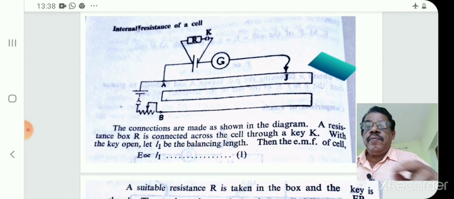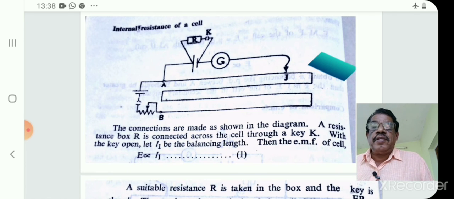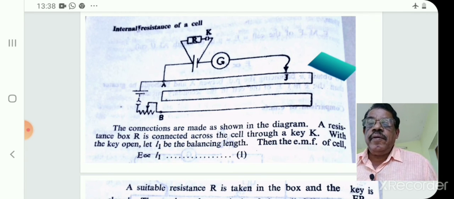The next experiment is to determine the internal resistance of a cell. You know, a cell has some internal resistance. For example, usually in the laboratory, the internal resistance of a Daniell cell is determined. The circuit is as above. The primary consists of a 2-volt cell, a key and a rheostat. The secondary consists of a Daniell cell, a galvanometer, a jockey. And across the Daniell cell, there is a resistance box and a key K.